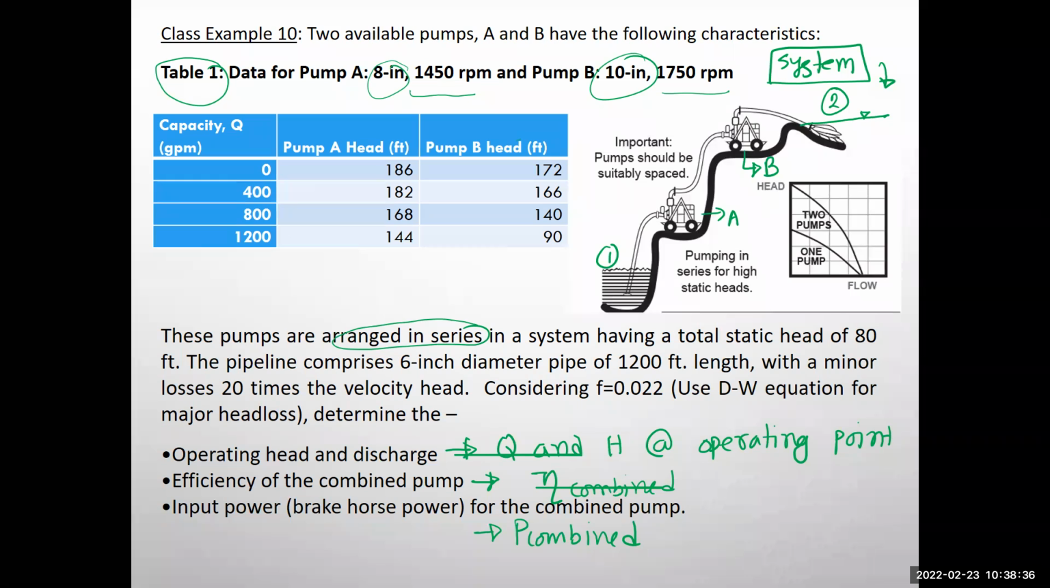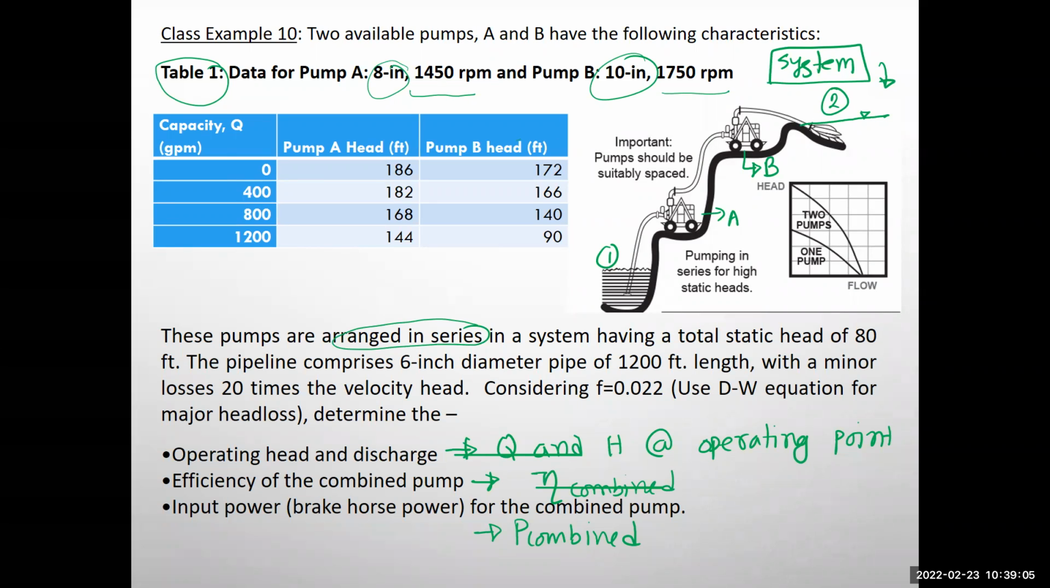Now, since we need to find operating head and discharge, that is the very first task, that means we need to develop two curves. But the good thing is pump characteristics are given, so you don't need to develop, you just need to plot that, or maybe it's given. You just need to develop the system curve. Okay, that's what we will do. Does that make sense? Yes, ma'am. Okay, so let's start working on that.